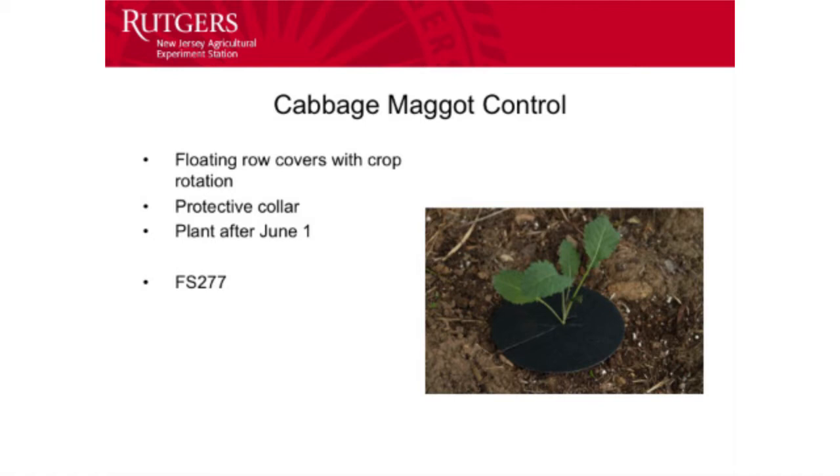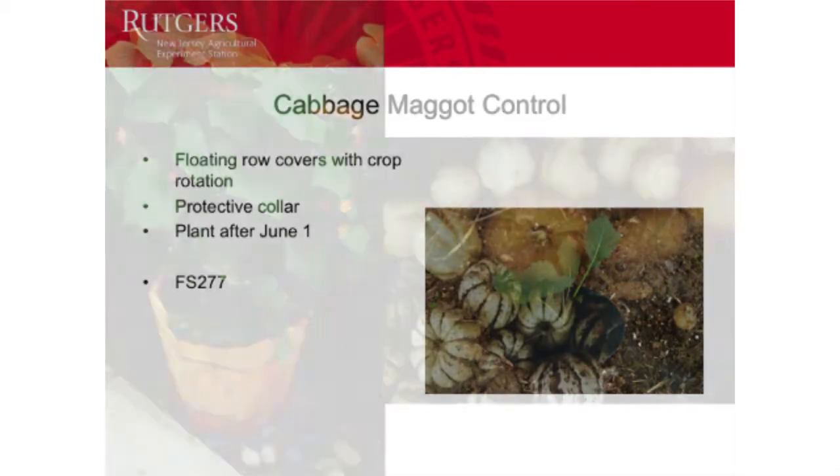Floating row covers can work. Also, they make these protective collars that I had to buy for a picture. The idea here is the fly lays its eggs around the base and it can't get through to go down and feed on the roots.